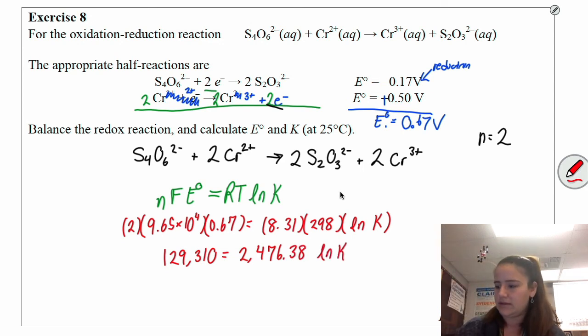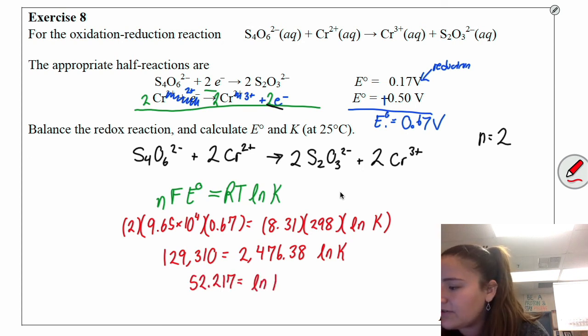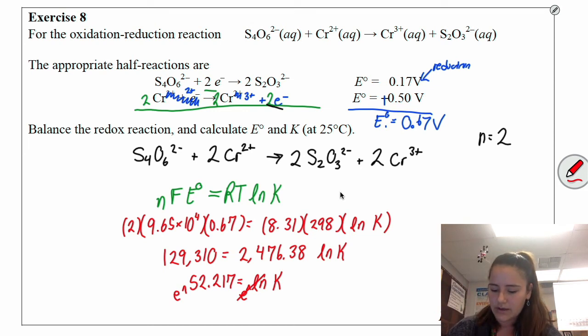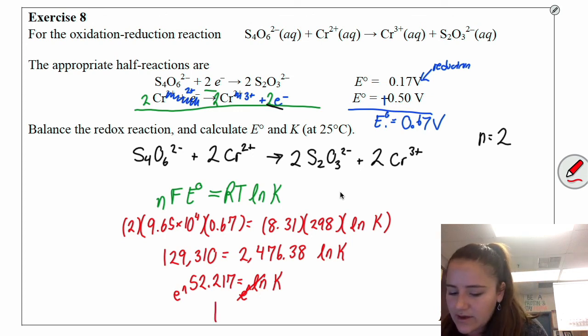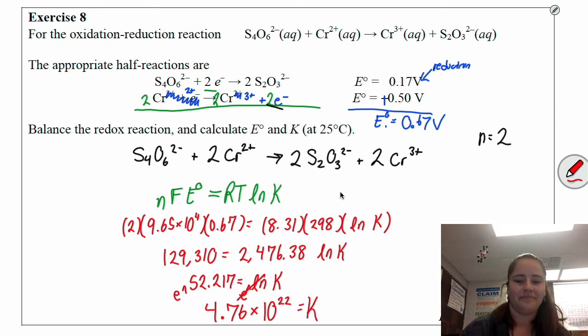Okay, divide both sides, so 129,310 divided by that number that we just got, and you get 52.217 equals natural log of K. To undo the natural log, you do e to both sides, and that cancels that out. So e to the answer gives me a K value of 4.76 times 10 to the 22 equals K. Okay, cool.